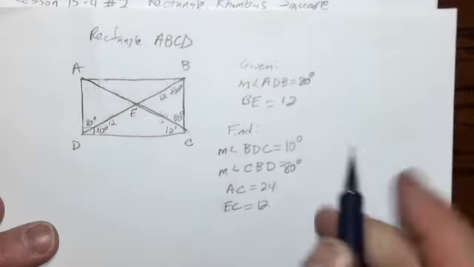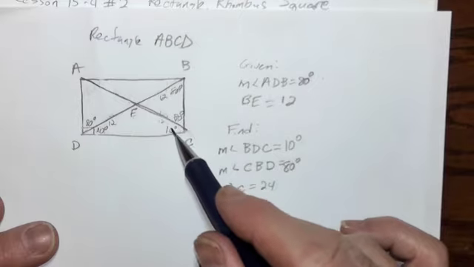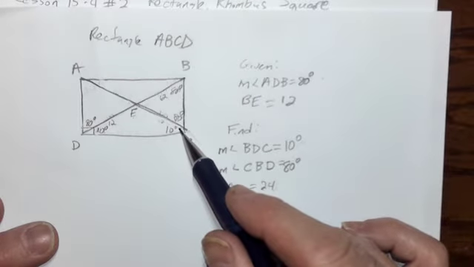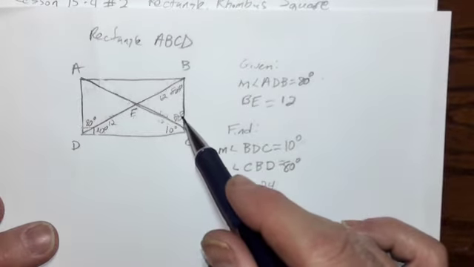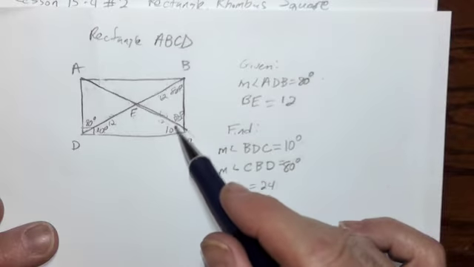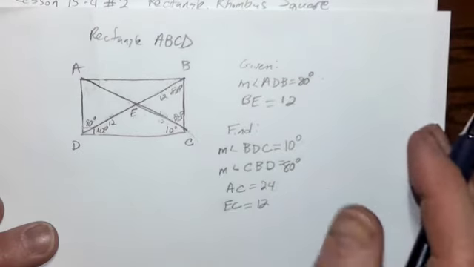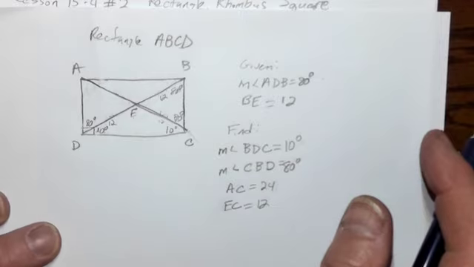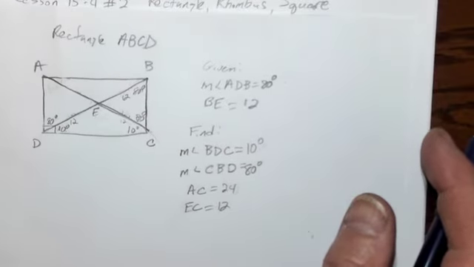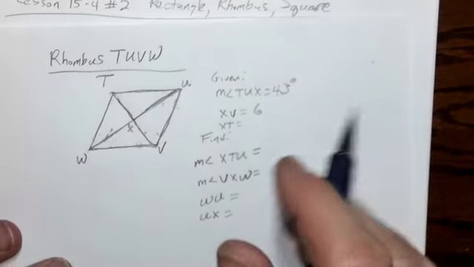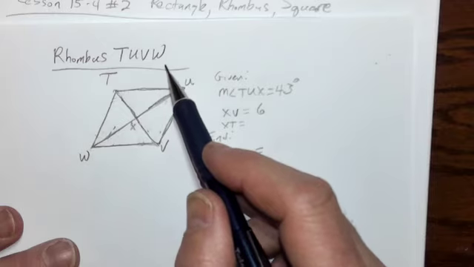Okay, but it's using the fact that the angles in a rectangle are 90 degrees. Now notice that these do not bisect that angle. That's only for a rhombus, not for every rectangle. Okay. All right, so let's look at an example of a rhombus. So we have rhombus TUVW.